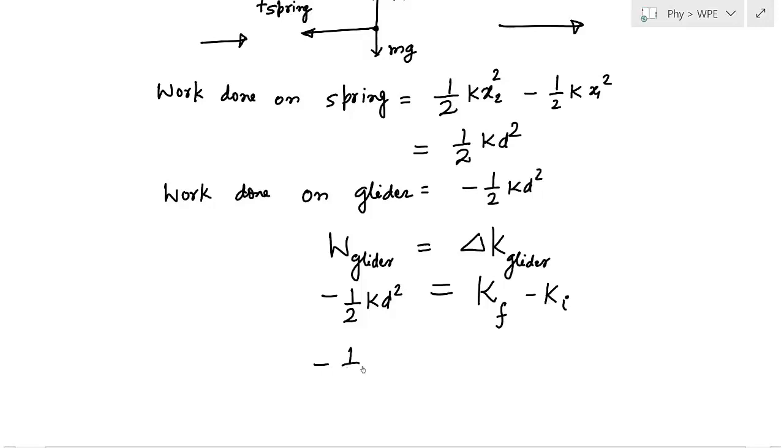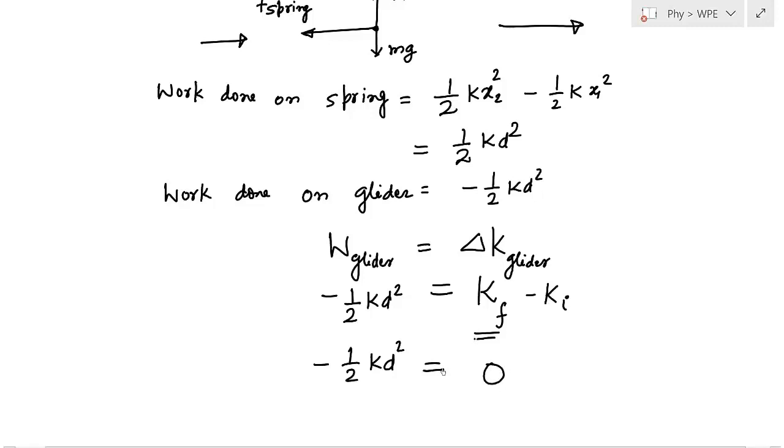So this is minus half k d square equals to the final kinetic energy of the glider. Because finally, at the maximum distance, this glider has to stop, otherwise it will not be the maximum distance. So when the distance is maximum, when it has reached a distance d, its velocity is 0. So final kinetic energy, that is half m v2 square, v2 is 0, so final kinetic energy is basically 0.